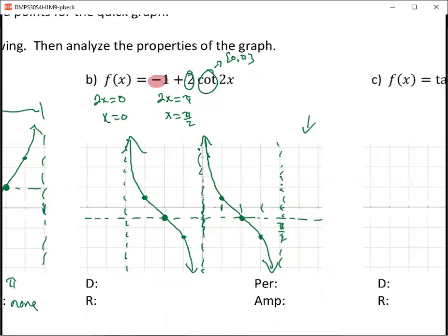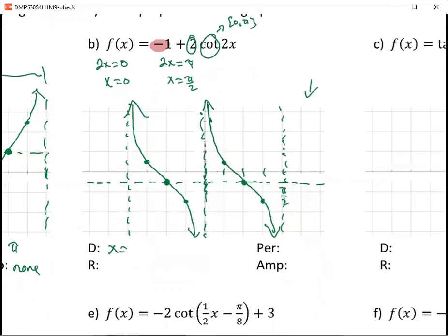So what is our domain? X is not allowed to equal one of those asymptotes, which I'm going to go ahead and say 0. And then the distance from here to here is pi over 2. We can say that as pi over 2 minus 0. So our period's pi over 2. So our domain is X is not allowed to equal 0 plus every pi over 2n. Range is all real numbers for tangent and cotangent, and the amplitude is none.